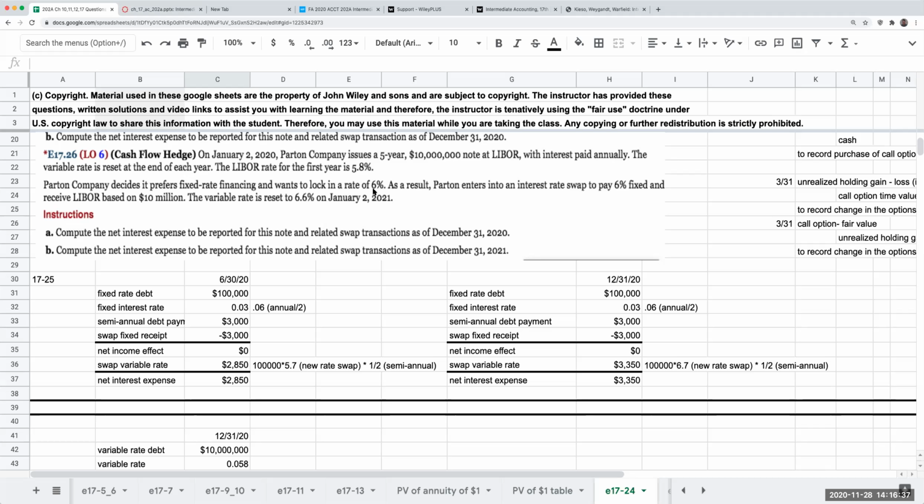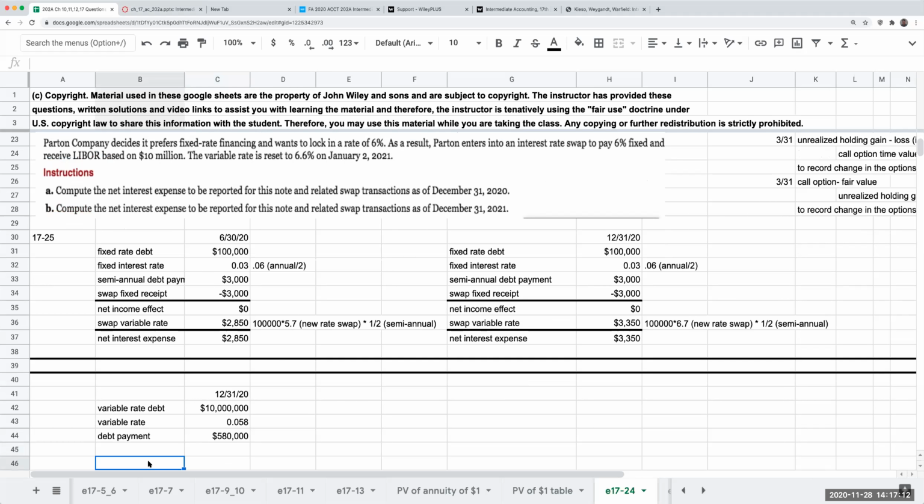Okay, so this language here is a little bit funky, because it says the company decides it prefers fixed rate financing and locks in a rate of 6%, so they enter into an interest rate swap. This is kind of confusing, but the way your book is showing it is that this 6% is going to be effective as of January 2nd. So literally they're deciding the day after.